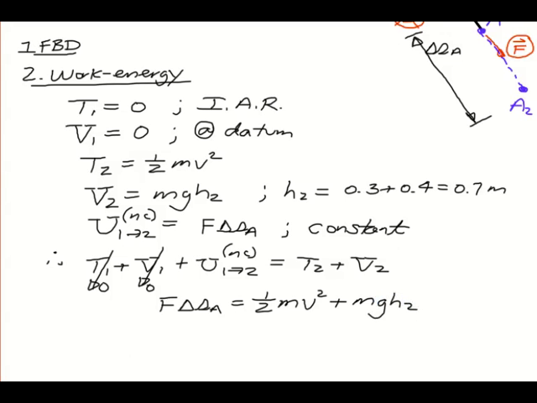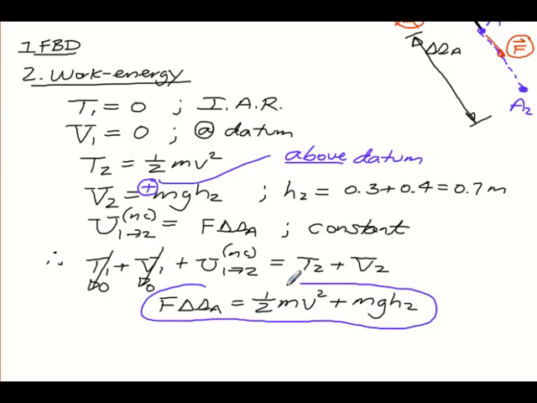And one thing I wanted to say but failed to do so is that there is truly a plus sign here. And the plus sign is because it's above the datum that I chose when I began the problem. Okay, so that's a plus. So this is the equation that we need to solve in order to find the speed.